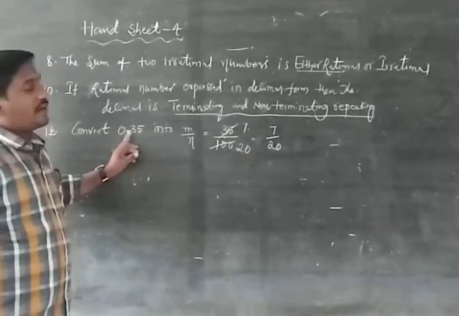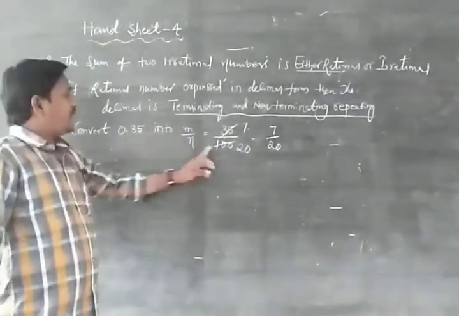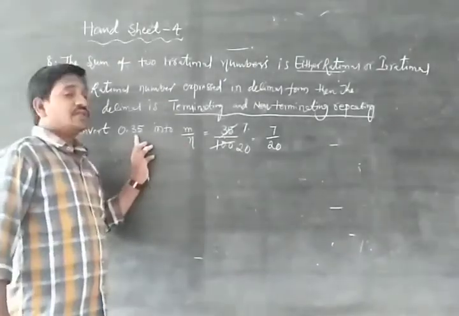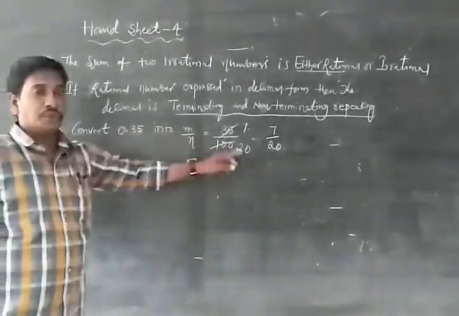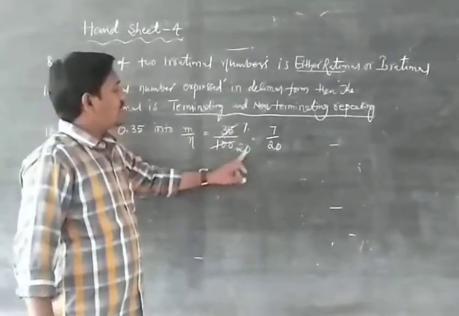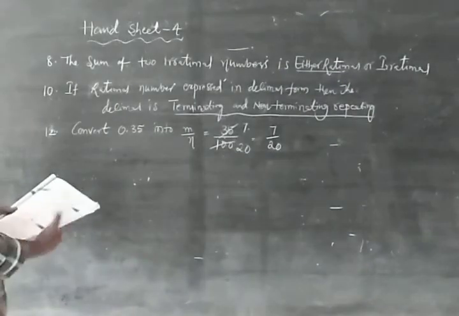So ignore the point and write the number, and write 1 instead of the point, and then write zeros. After the point, how many places are there? Two places, so write 2 zeros. So 5 tables are 20, times 7, gives 7 by 20.